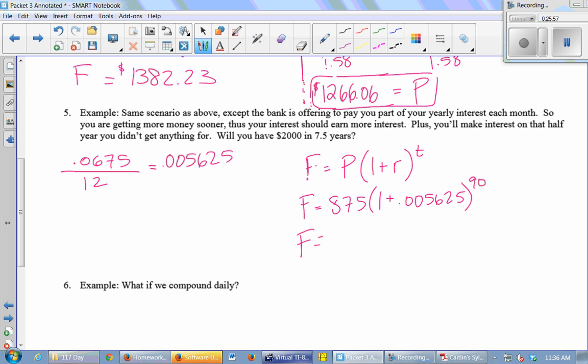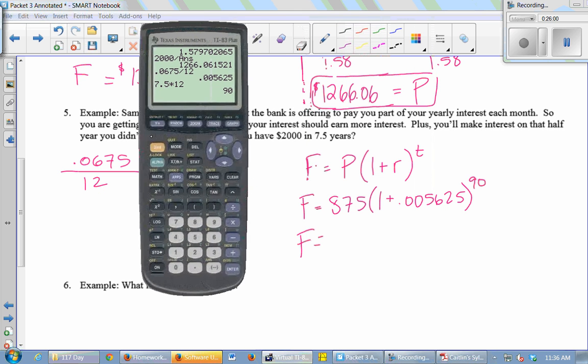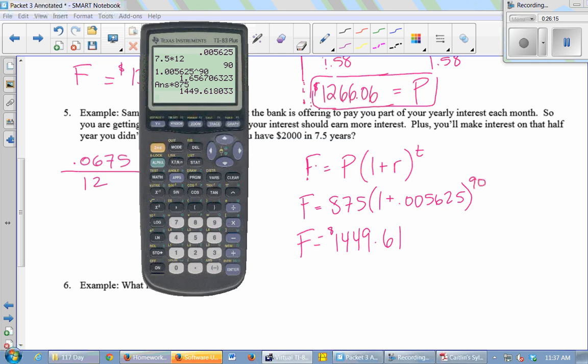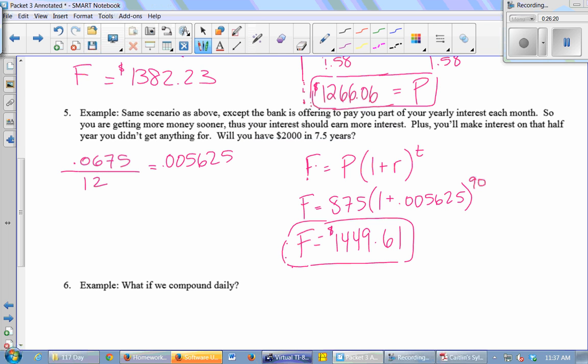Future value is 1.005625 raised to the 90th times 875, 1449. So it doesn't get me to my 2,000, but it gets me further than annual compounding did. Right, I only got to 1382 before. All right, so I will not have $2,000 in 7.5 years.